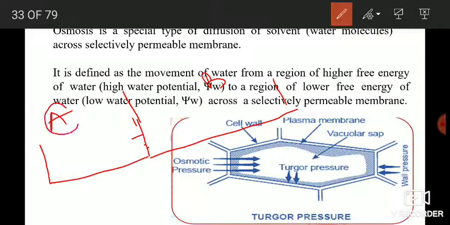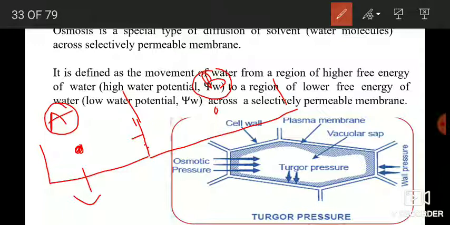The movement of water will take place from the solvent side. Okay, this is the pure solvent, to the solution side. Okay, why does this take place? Because in side A, in the solvent, the water molecules possess higher free energy, they have higher water potential, or you can say they have higher diffusion pressure.